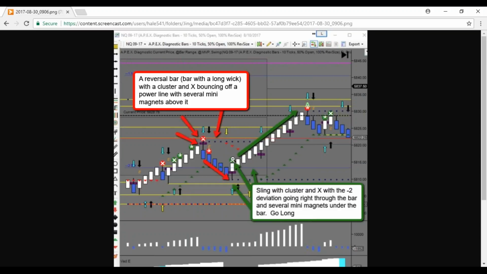And do you like how we combine the levels, the reversal, the X, and the cluster? It's not just some random, I'm going to take this and press button trades. There's a lot of power behind that, right?